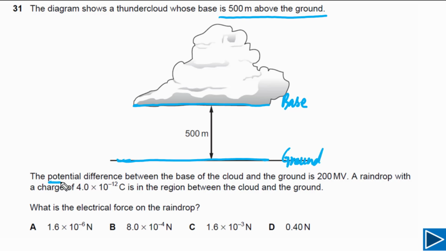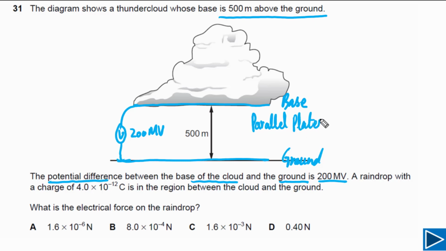It is also given to us that the potential difference between the base of the cloud and the ground is 200 megavolts. So it simply means if we connect a voltmeter between these two, the reading on this voltmeter is 200 megavolts. So simply we can write down here. Now if you look at this setup, this is like a parallel plate capacitor. If plates are parallel, the field between the plates is a uniform electric field. The field between these two plates is uniform.